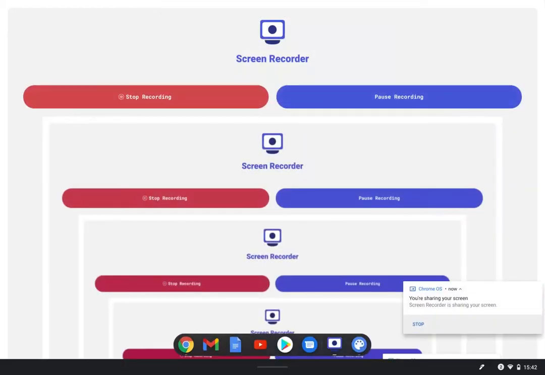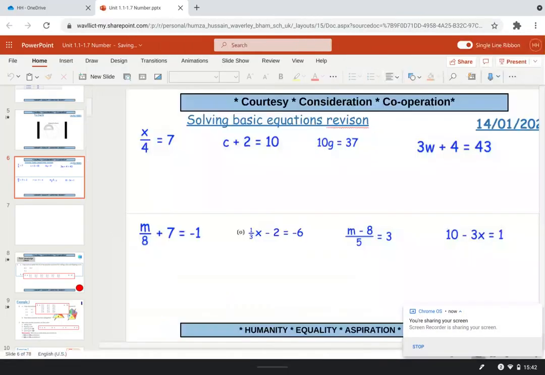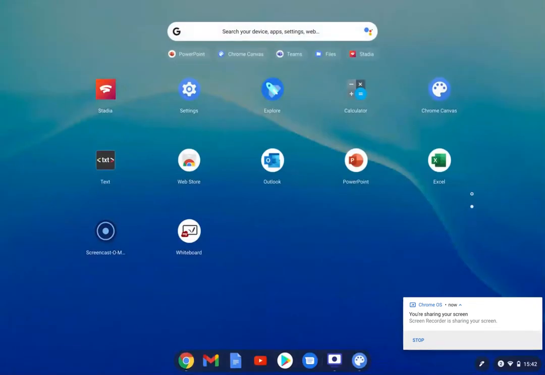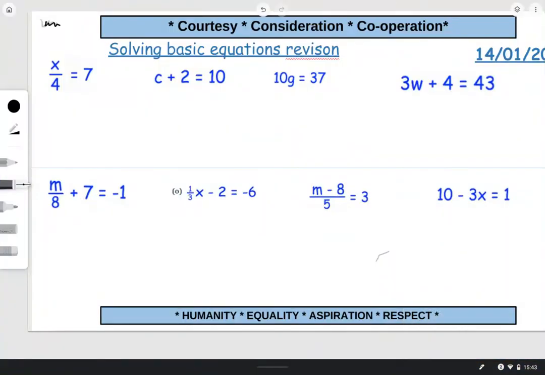Hi guys, so today's lesson is going to be on solving basic equations. Okay, so on your screen you can see a bunch of basic one-side equations. They all look different, so I'm going to tell you how to solve each and every one of them so you don't get stuck on this topic.